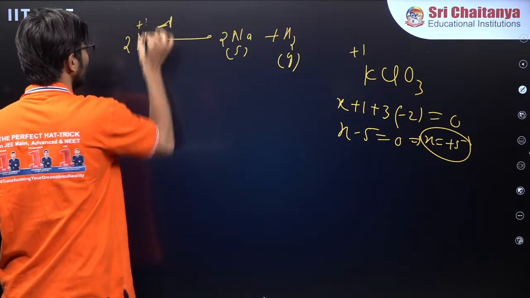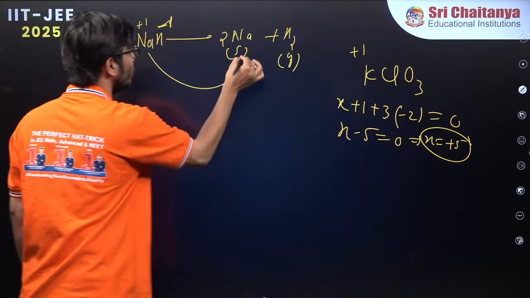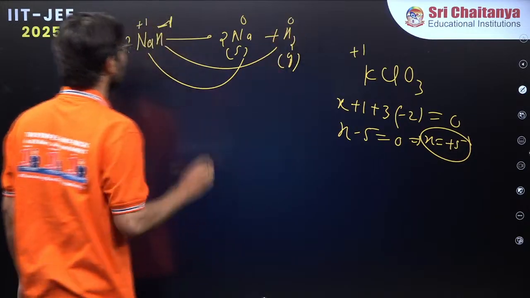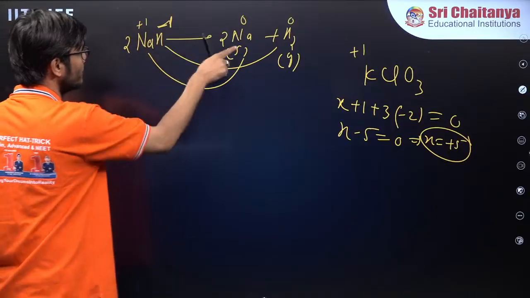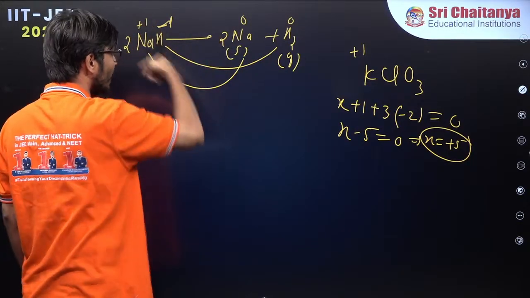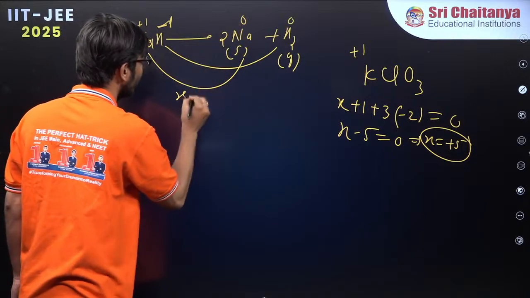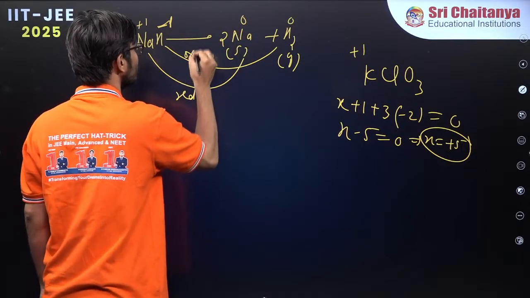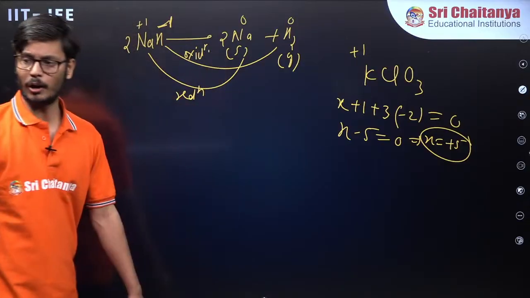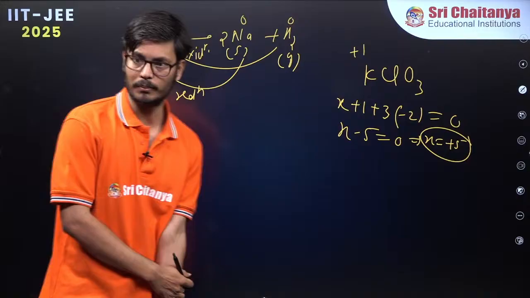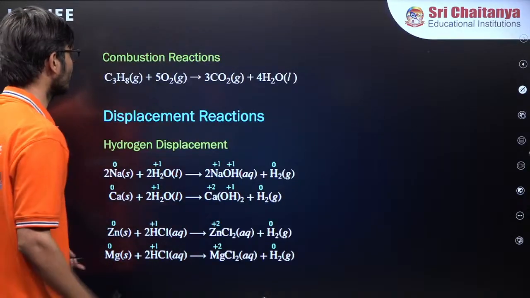and this sodium is +1. So from +1 it goes to 0, and from -1 it goes to 0. So in this case, +1 to 0 is reduction, very good. And -1 to 0 is oxidation. I hope this is clear to everyone. In a metal hydride, H is -1. Okay. Let us go to the next one.